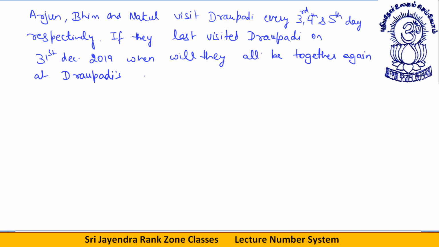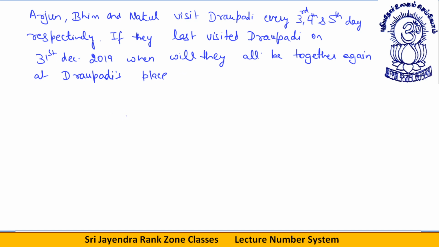Is the question clear? As we all know, Draupadi had five husbands. Let's say they all took turns visiting her. So, other than warfare and everything else, they used to visit Draupadi also. Arjun used to go to Draupadi's place every third day. Bhim used to visit her every fourth day, and Nakul every fifth day. If they last visited Draupadi on 31st December 2019, then when will they all be together again? That is, when will Draupadi meet all these three husbands together again?